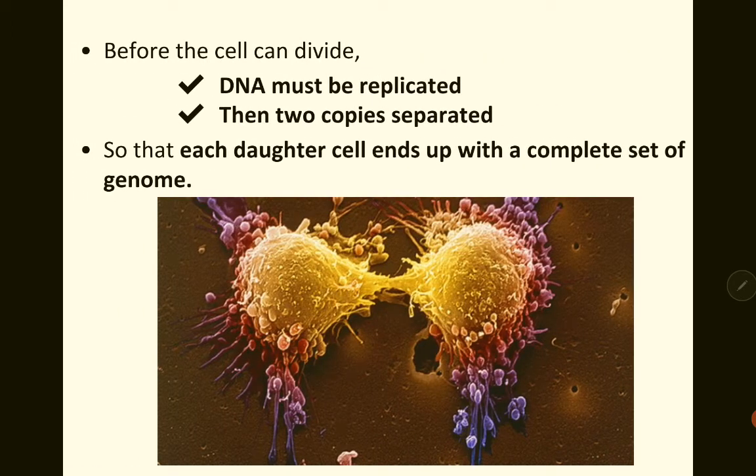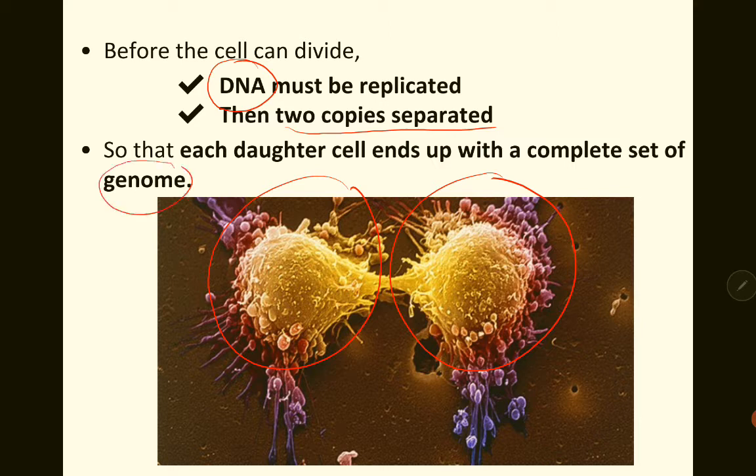Before the cell can divide, we must replicate the DNA first, so that after the process of cell division, both cells will get the same identical amount and content of DNA. Then the two copies will be separated, so each daughter cell ends up with a complete set of the genome.